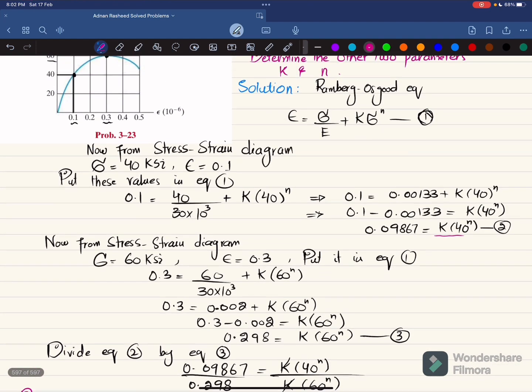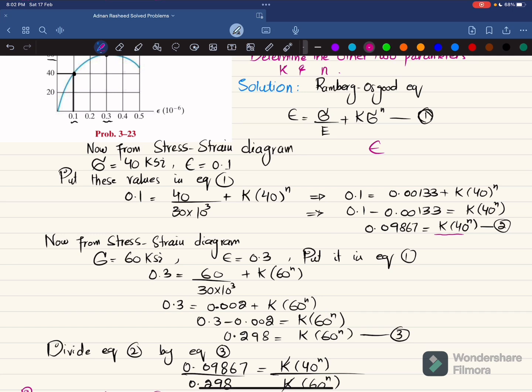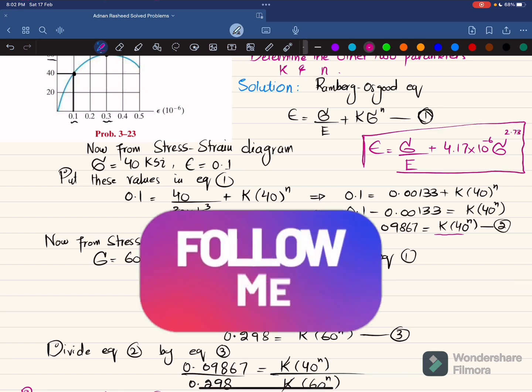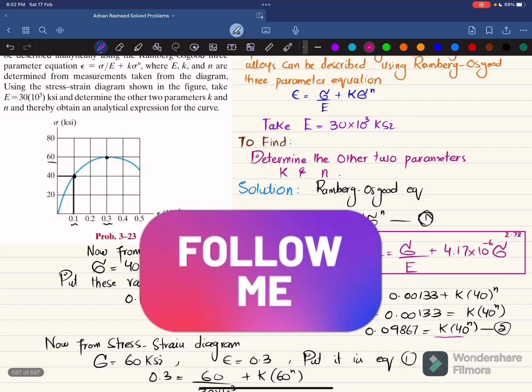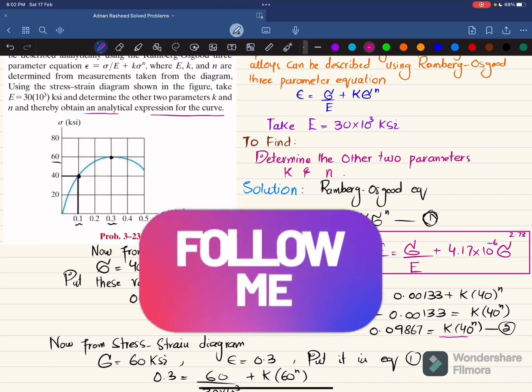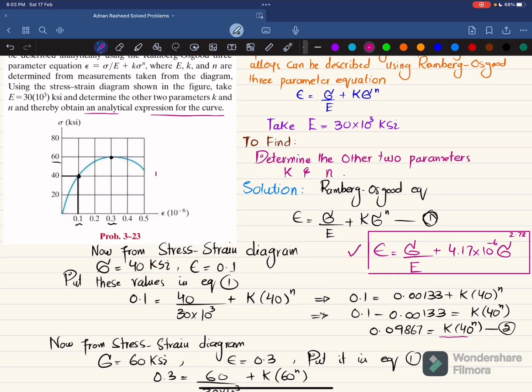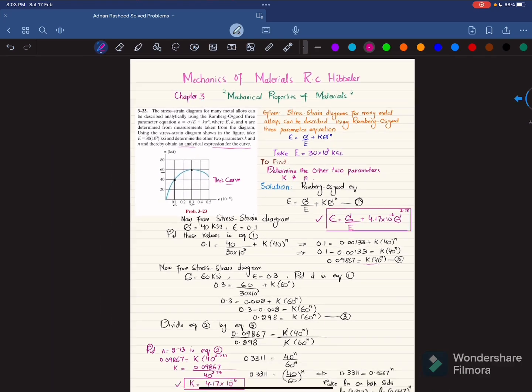And if you put it in this equation, your final Ramberg-Osgood equation will become: strain is equal to stress over E plus K, which was 4.17 into 10 raised to the power minus 6, into sigma power 2.73. This will be your final equation that is being asked to obtain an analytical expression for the curve. And this equation is valid only for this curve. And that was all about this problem 3-23.